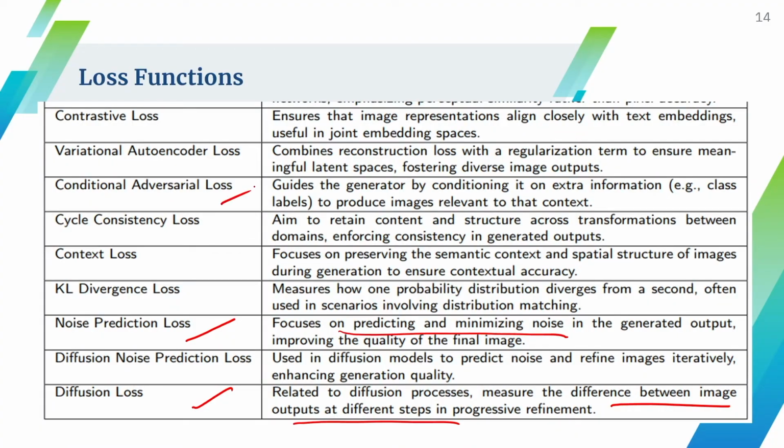So, these are the various things, and we can go through one more methodology also. See the conditional adversarial loss. Here also, the generator is guided by conditioning. It gives extra conditions or extra information, such as the class labels, to provide images relevant to the context. So, these are the various loss functions we have.